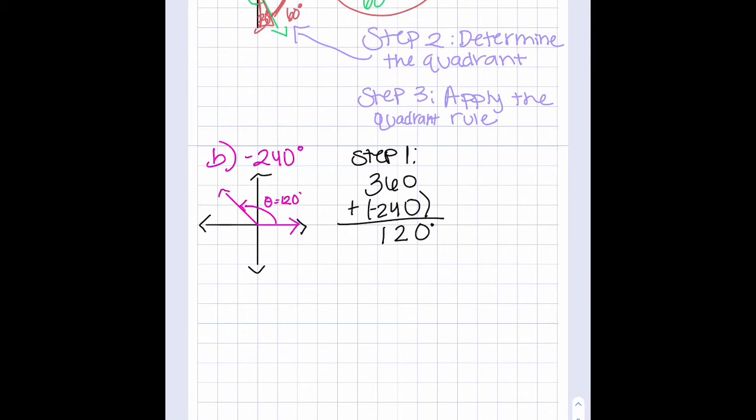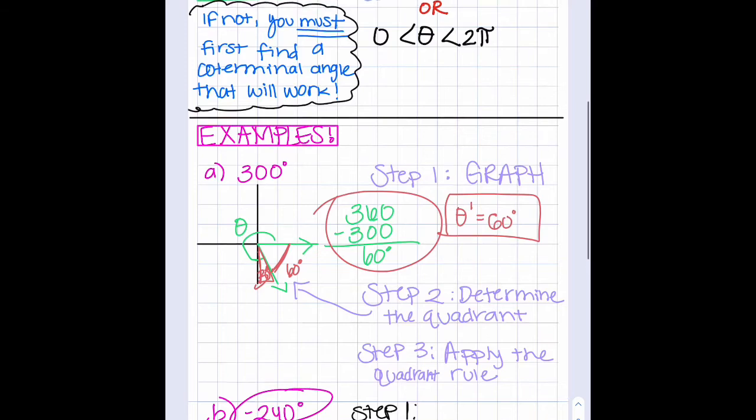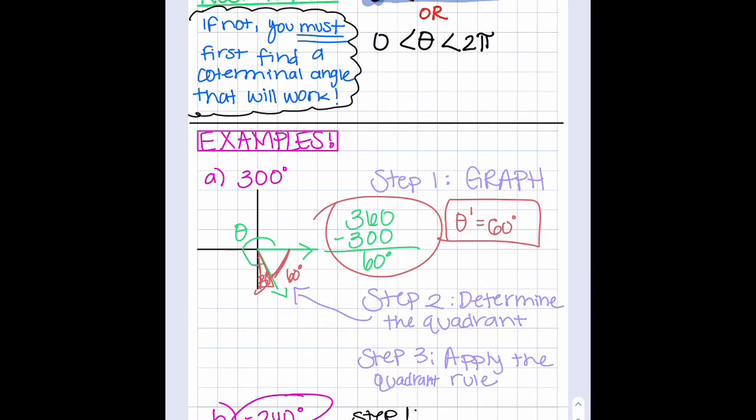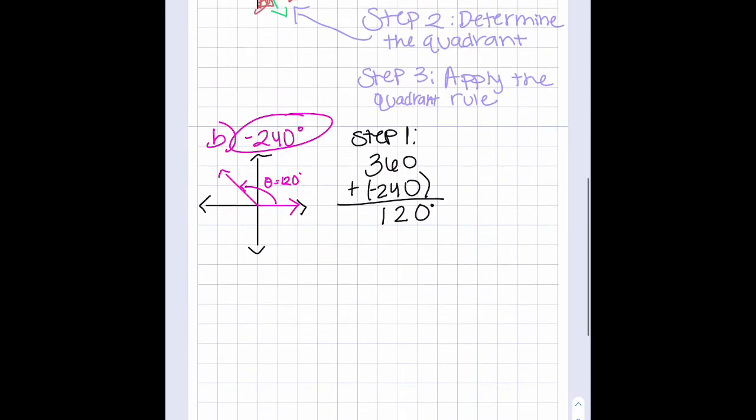Now, some of you are like, wait, why 120 degrees? The original problem was negative 240. But again, we can't use that because there's restrictions. It has to be positive. So I found a coterminal angle. Remember that coterminal angles mean they exist in the same exact place. It just has a different representation or a different number. So negative 240 degrees is in the exact same spot as 120 degrees.